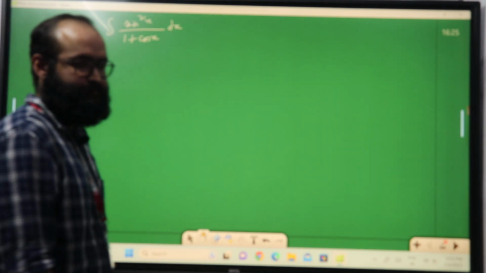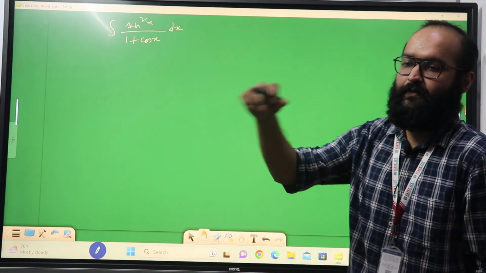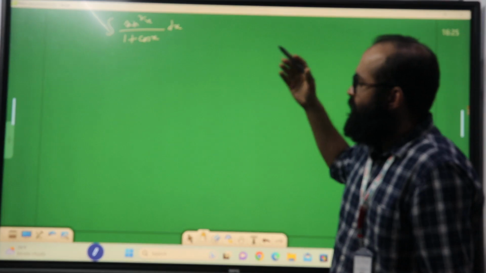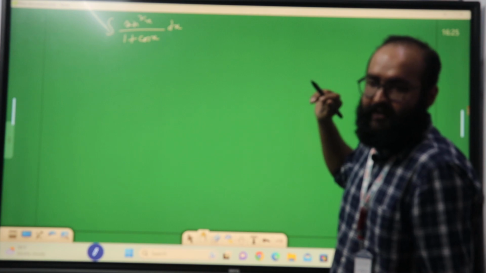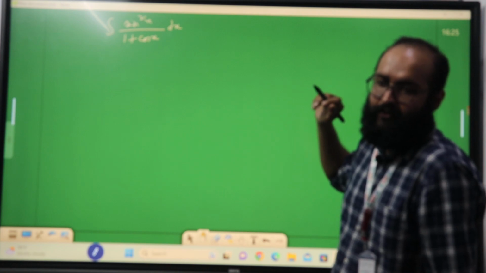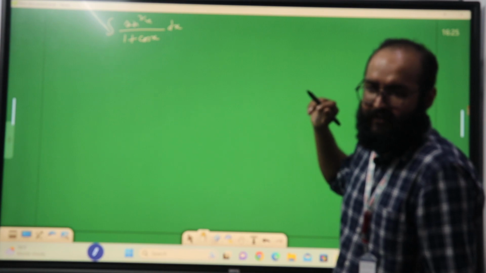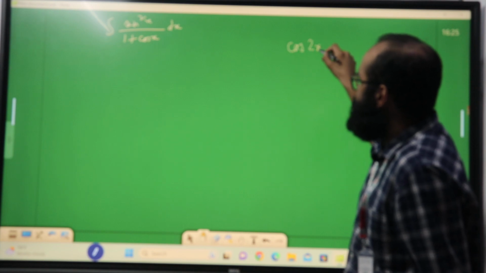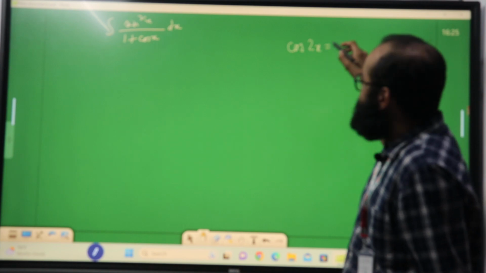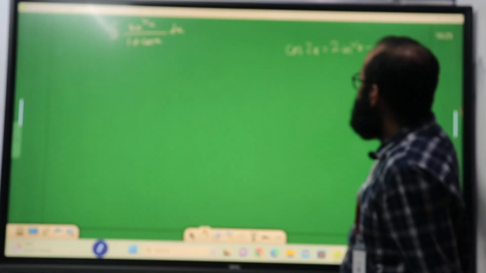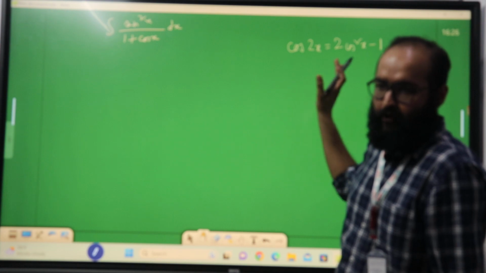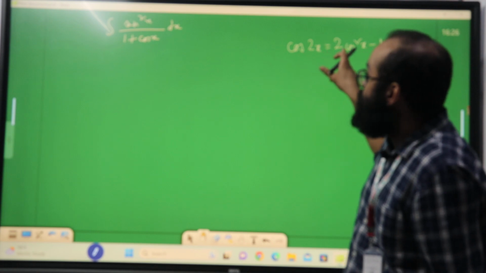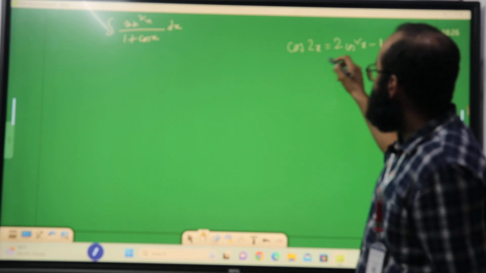Okay, see here everyone. May I have your attention please? Do you remember seeing this 1 plus cos x somewhere? PUC 1, CET classes? What is the formula for cos 2x? There are multiple formulas: cos square x minus sin square x, 1 minus 2 sin square x, or 2 cos square x minus 1. So what will happen?